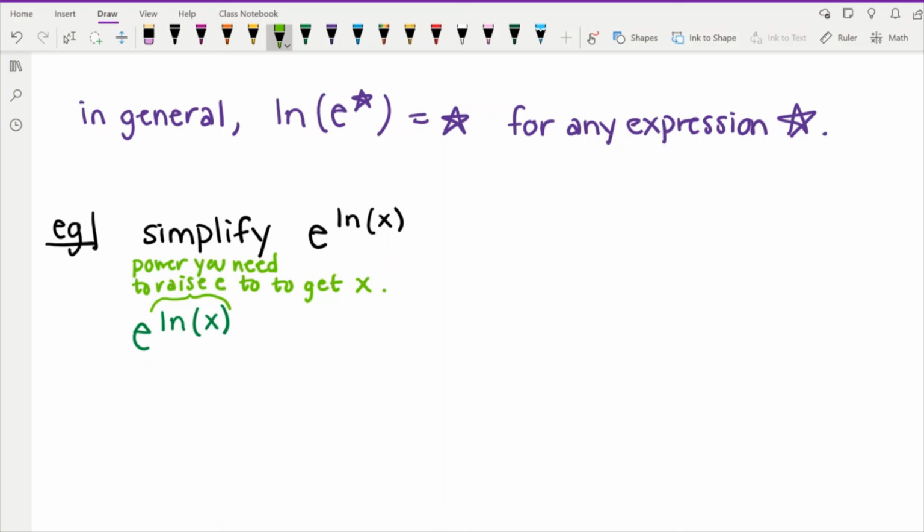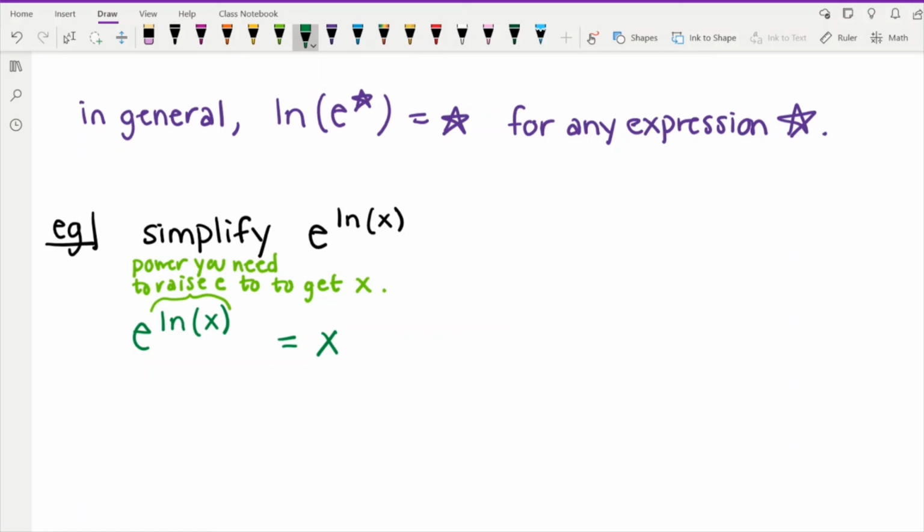Okay, so what is going on here? Well, returning to the big picture, we're taking e and we're raising it to the power that we need to raise e to get x. So what should that simplify to? If we're taking e and we're raising e to the power that you need to raise e to get x, what should that give you? Well, that just gives you x, right?